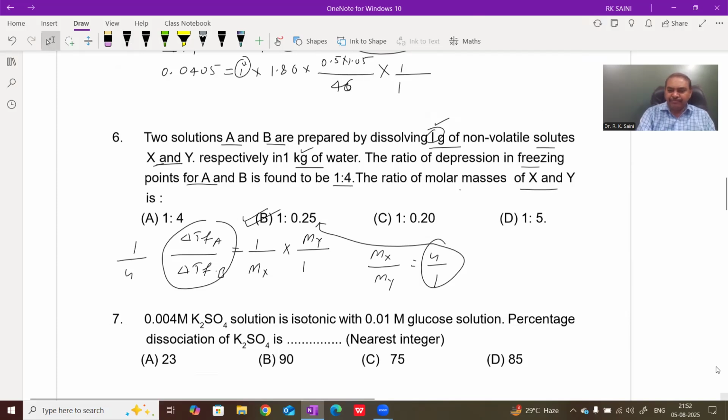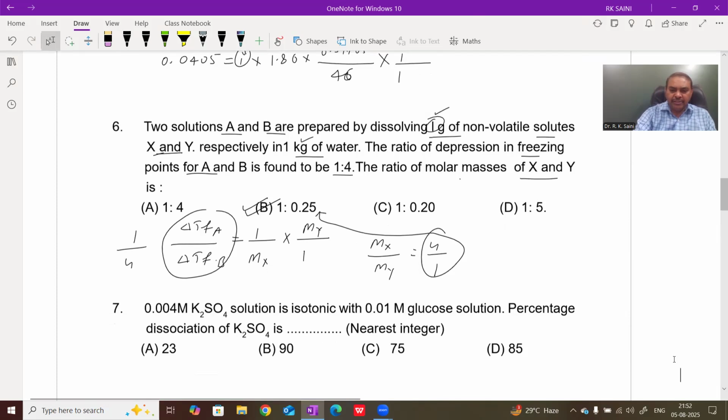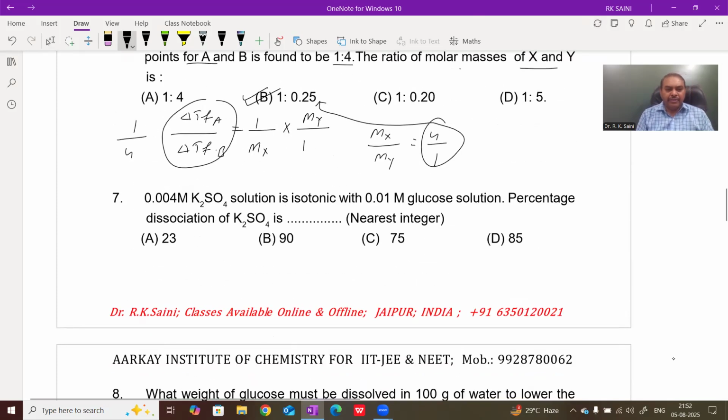Clear? Question 7. 0.004 m K2SO4, potassium sulfate solution, is isotonic with 0.01 m glucose. Isotonic means their osmotic pressures are equal at the given temperature. Find the percentage dissociation of this. It means iC of glucose equals iC of K2SO4. In case of glucose, it is normal colligative property. Therefore, i is 1 and concentration is given, 0.01.